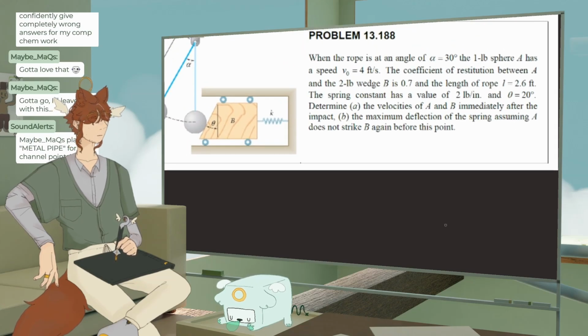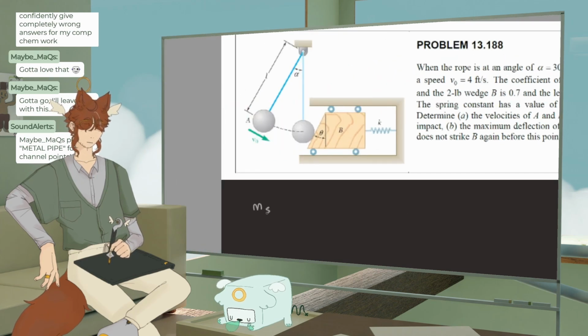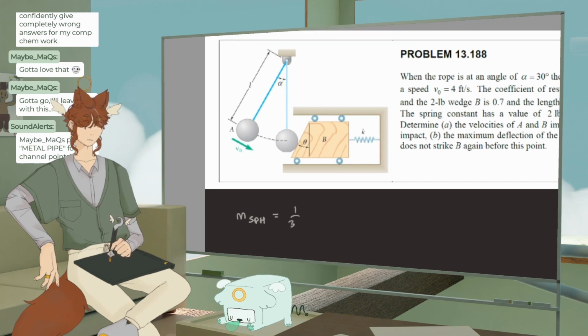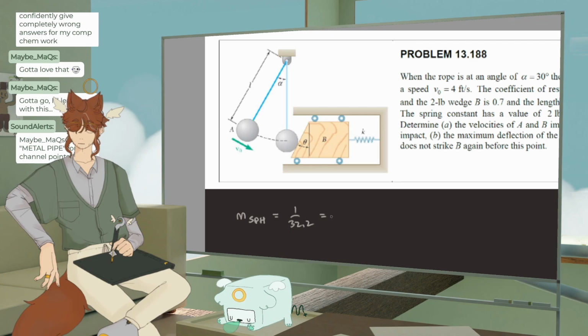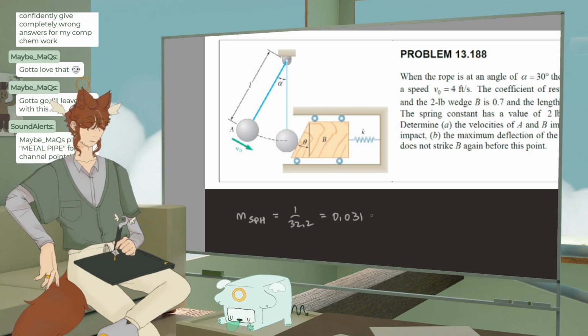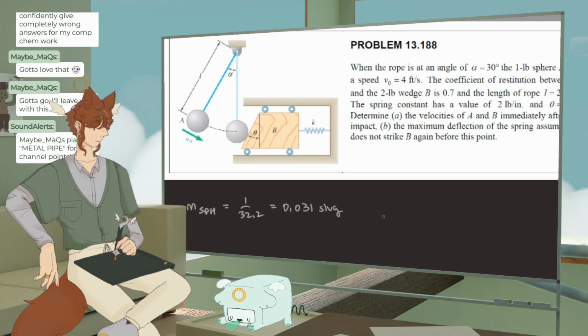Okay, when a rope is at an angle of 30, sphere, the 1 pound sphere. Okay, first off, let's just do this for my mental. Equals 1 over 32.2. Just keep this in my calculator. 1 divided by 32.2, and just so I can reference it, 0.031 slug. Okay.